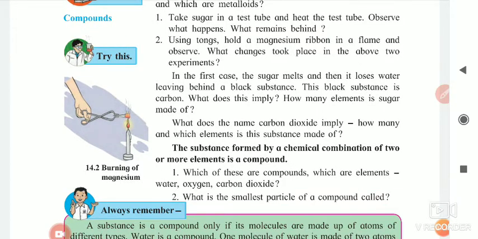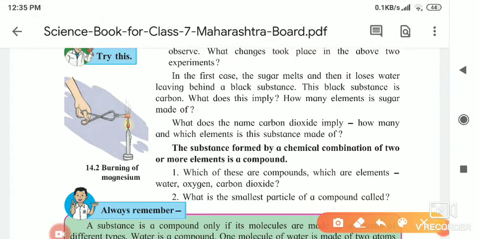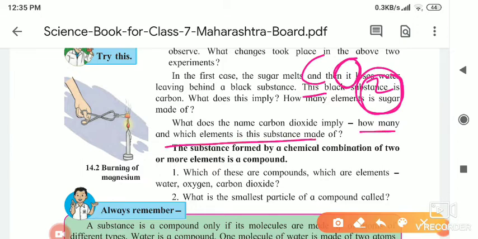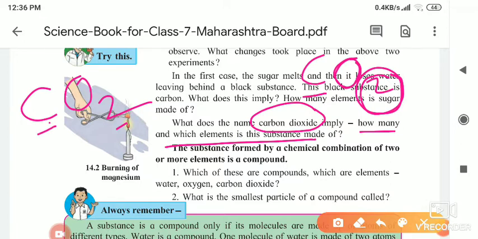What does the name carbon dioxide imply? CO2. C for carbon, di means 2, and oxide means oxygen. How many and which elements is this substance made of? From the name alone we understand that carbon dioxide is made up of one atom of carbon and 2 atoms of oxygen. They combine together and form carbon dioxide.